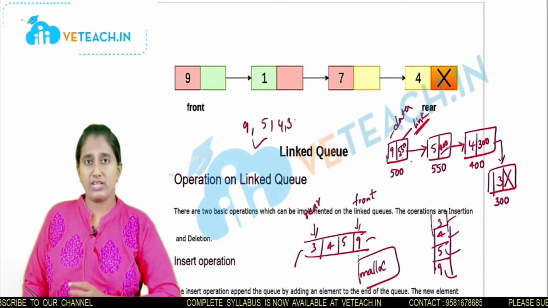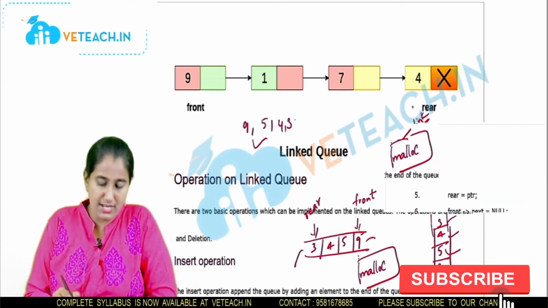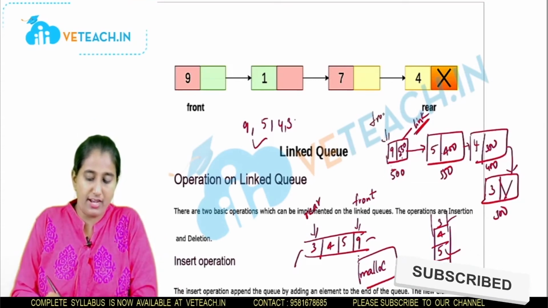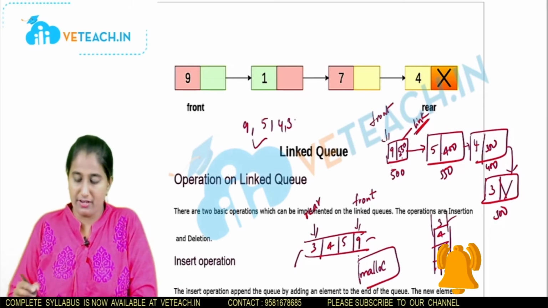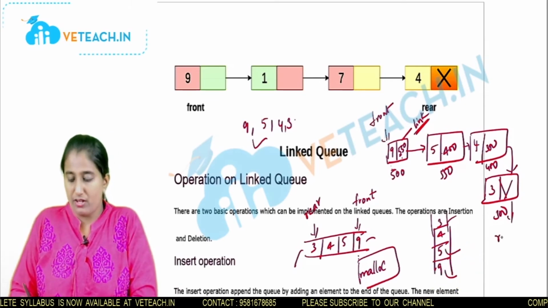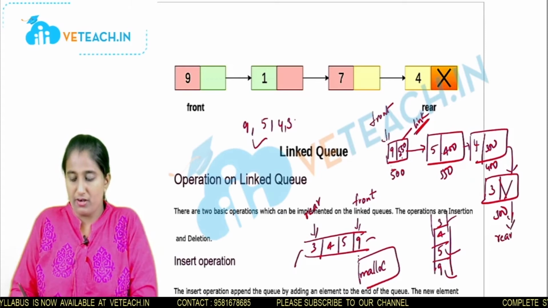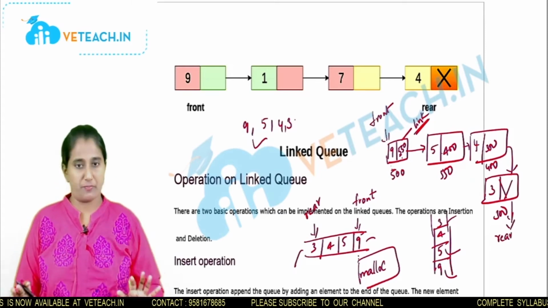Here, who is front and who is rear? Obviously, the first element is 9, so front should point to the first element 9. And the last element is 3, so it should be pointed to by rear. So this is the representation.